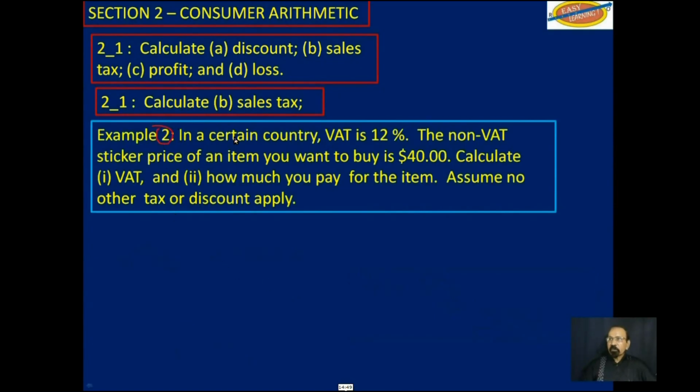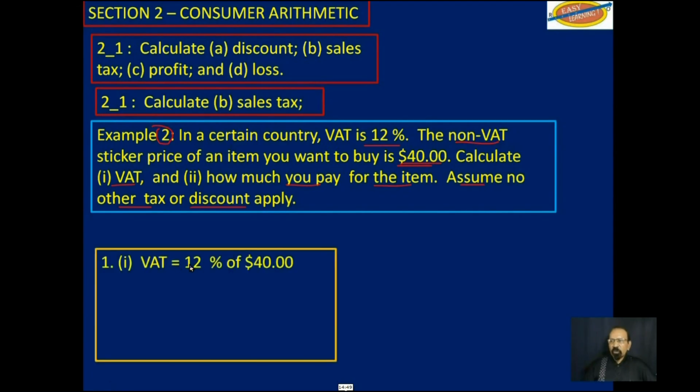Example 2. In a certain country, VAT is 12%. The non-VAT sticker price on an item you want to buy is $40. Calculate the VAT, the value-added tax, and how much you will pay for the item at the checkout. Assume no other tax or discount applies.